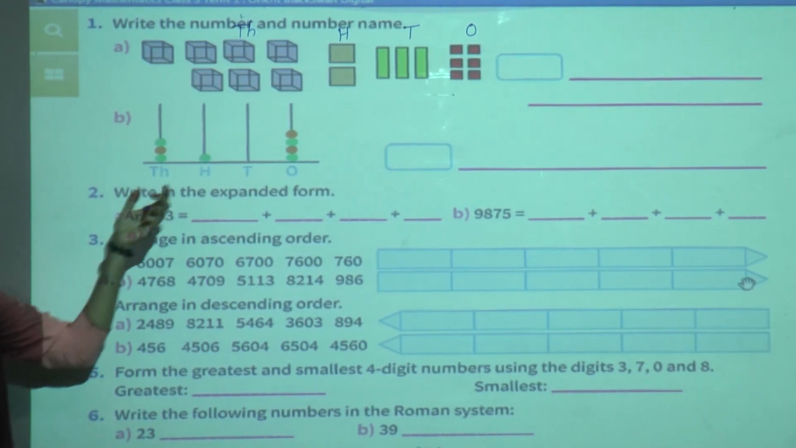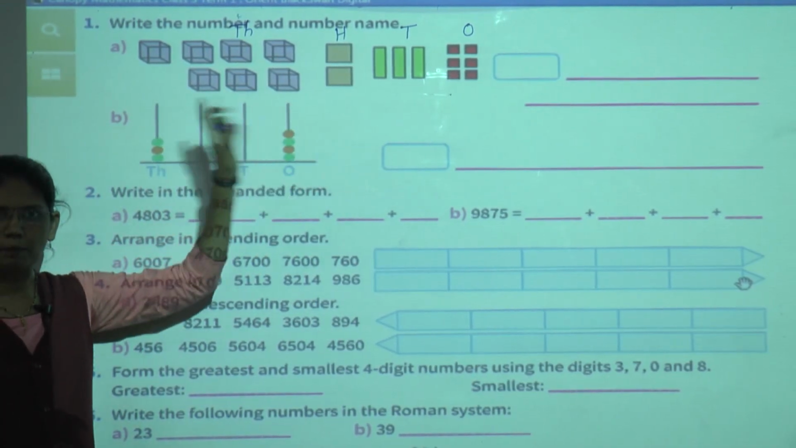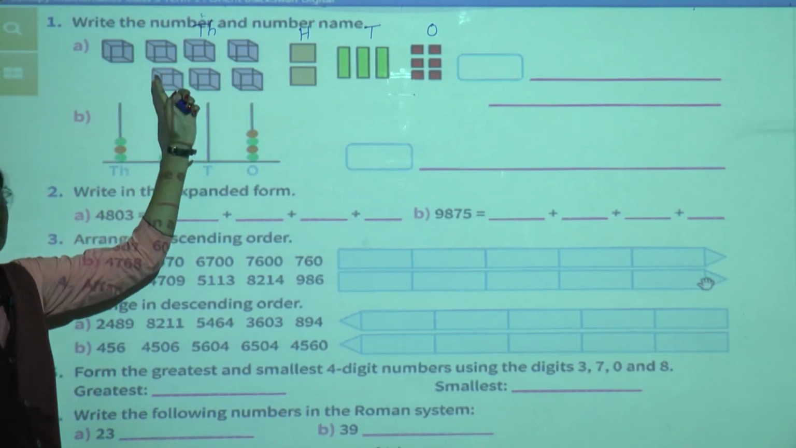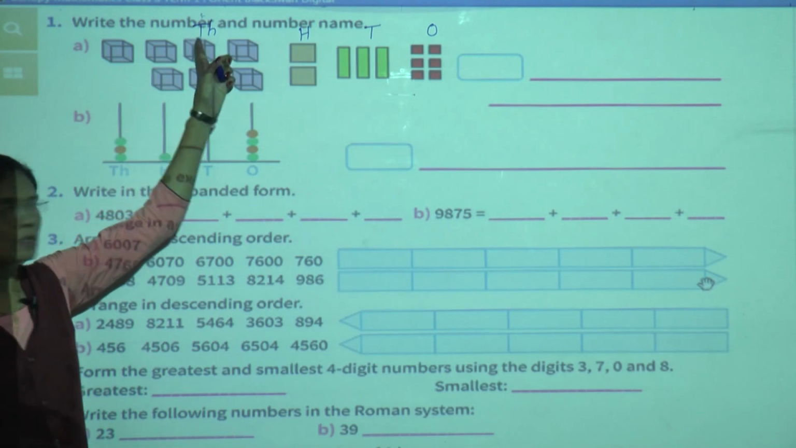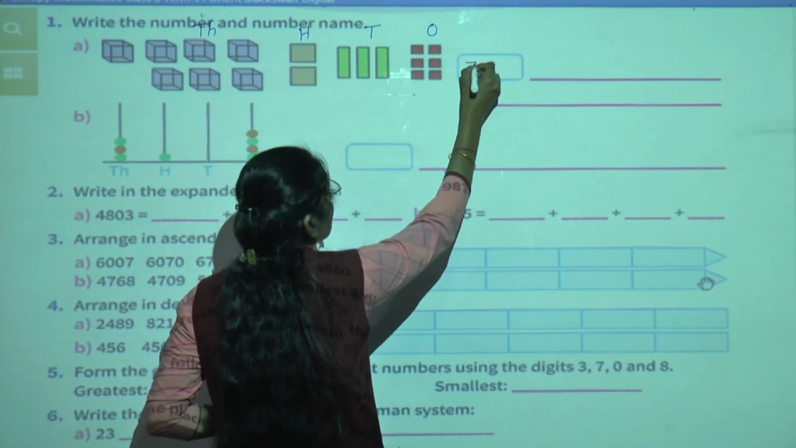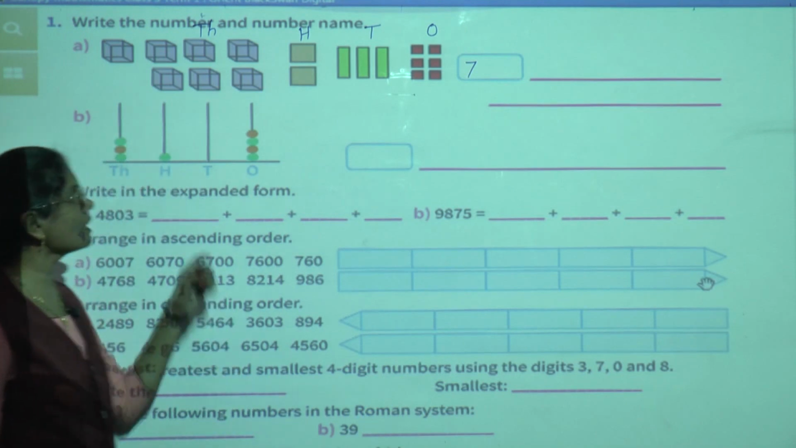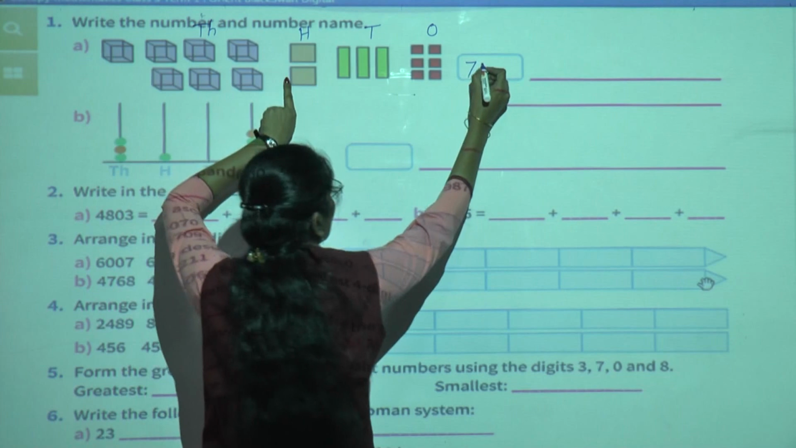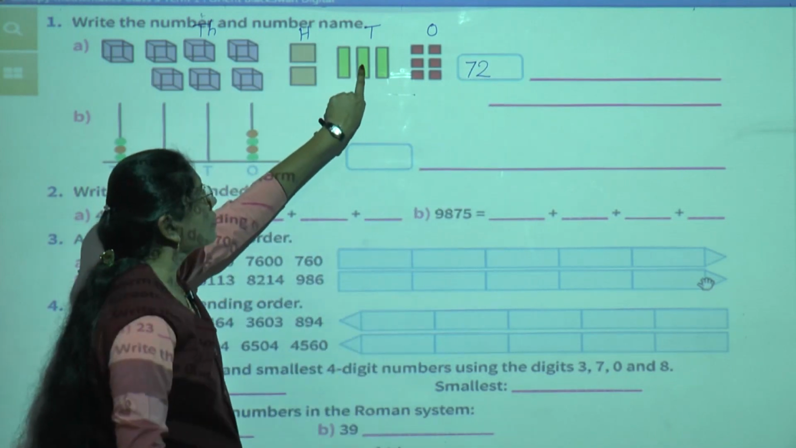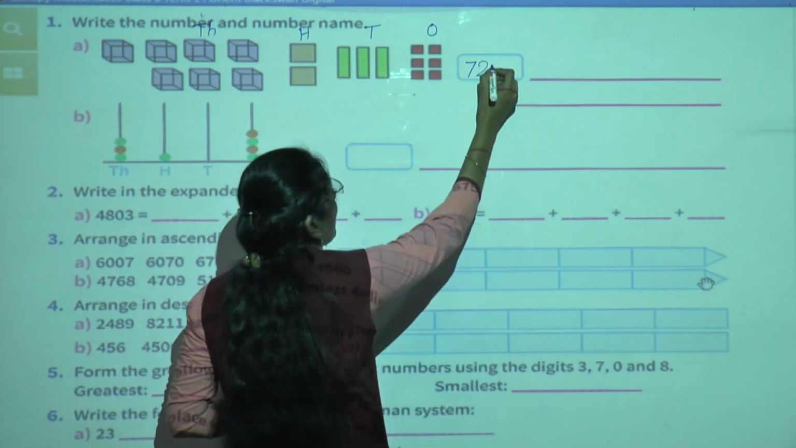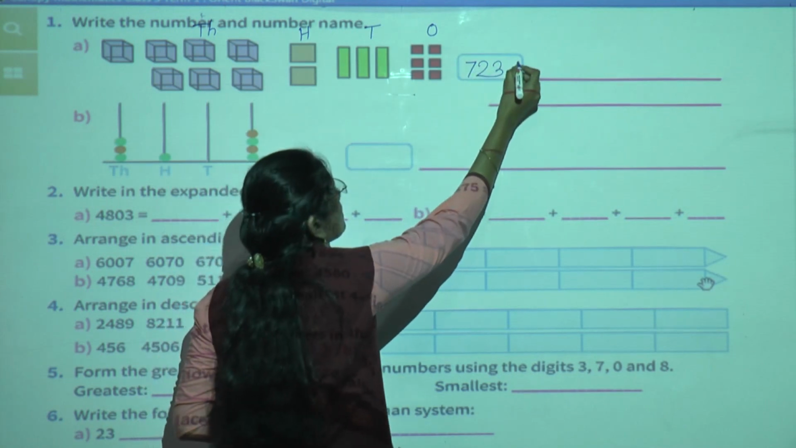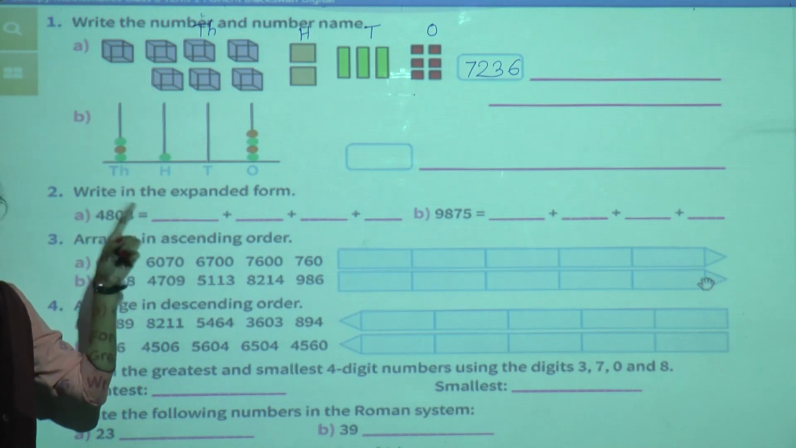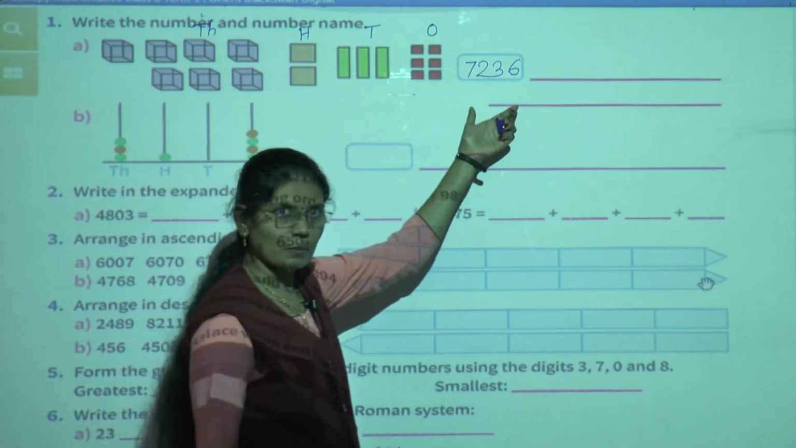Now we have to write the number and number name. See here, 1, 2, 3, 4, 5, 6, 7. 7,000. At the thousands place I will write 7. How many hundreds are there? 200. So 7,200. 3 tens. And how many ones are there? 6 ones. So what will be the number? 7,236. This is our number.